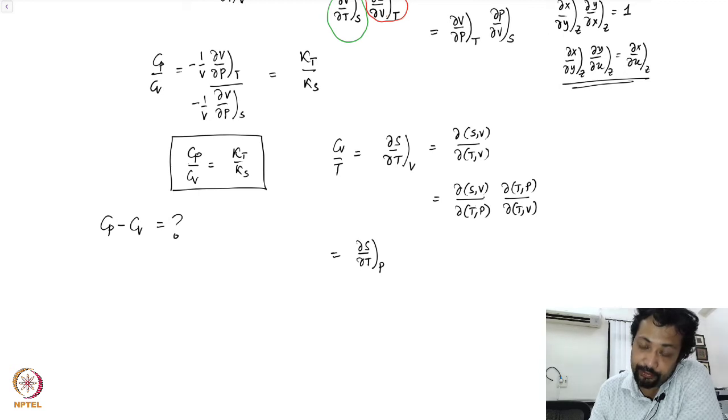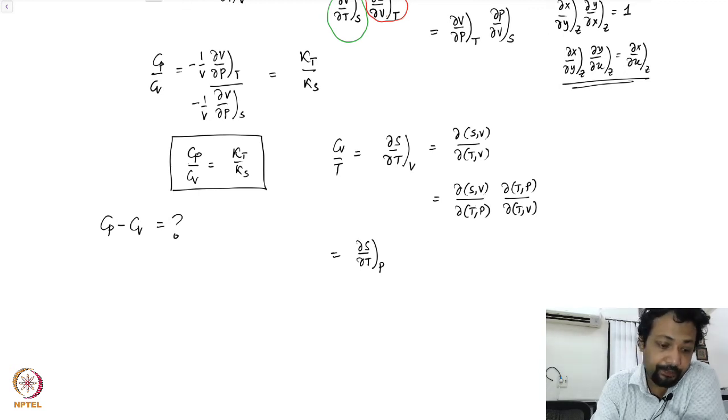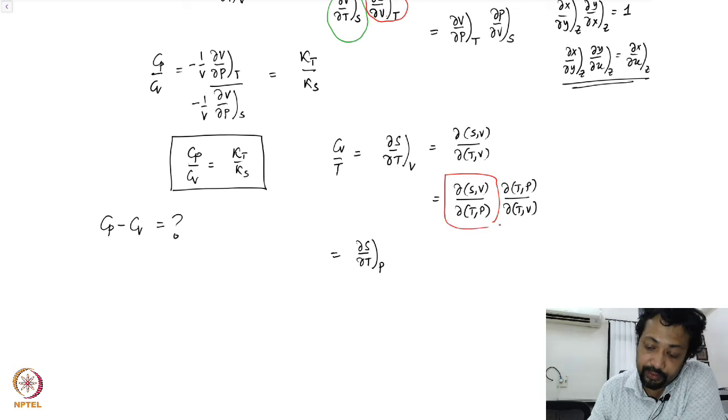If you want to evaluate this Jacobian, it has a very simple form: the determinant of (∂S/∂T) at constant pressure, (∂S/∂P) at constant temperature, then (∂V/∂T) at constant pressure, (∂V/∂P) at constant temperature.